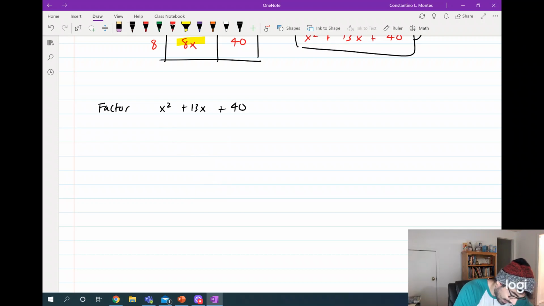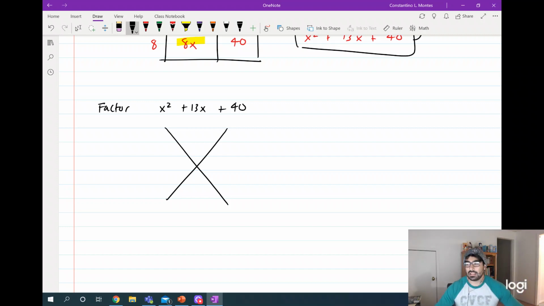We're going to draw a big X, and that was terrible. Much better. Okay, in this X game, we are really looking at locating, finding two numbers, and those two numbers are actually going to be located here and here, right? And those are going to be our factors.